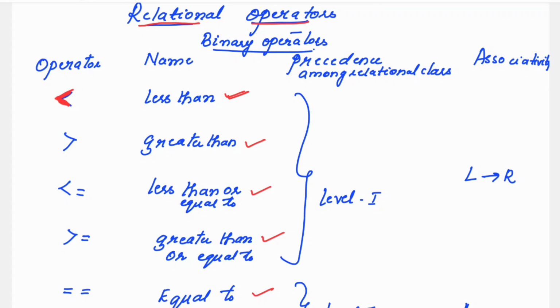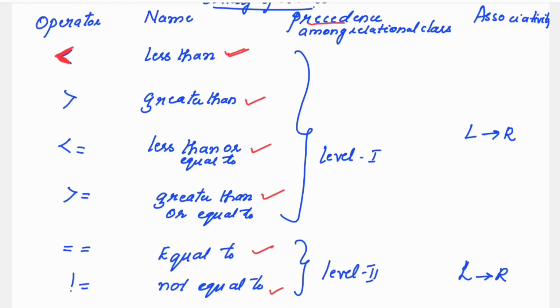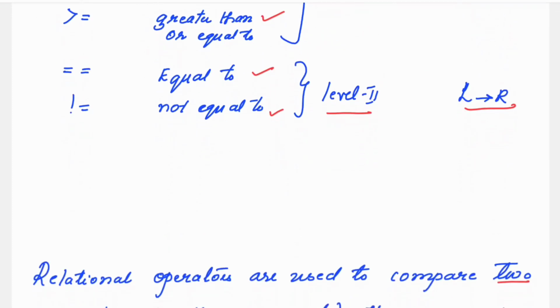When you perform relational operations, if more than one relational operator appears in an expression, then you have to check the precedence. Remember, the first four operators among the relational operators come under the first level of precedence, and the next two, equal to and not equal to, come in the second level of precedence. Associativity for all these operators is from left to right.